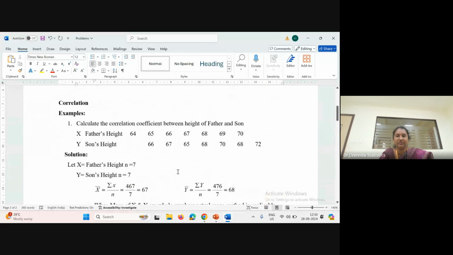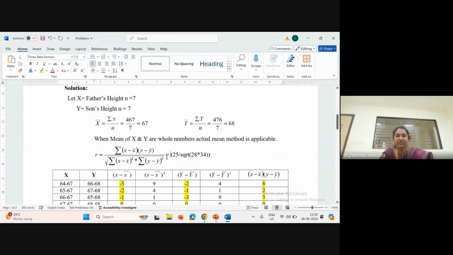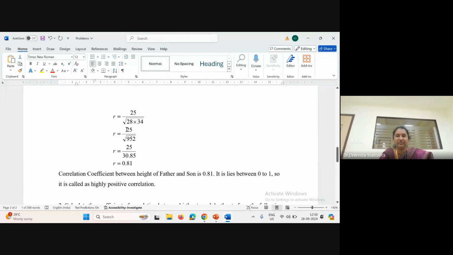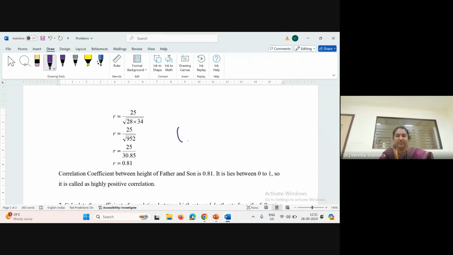The same thing I wrote here, I explained with a fraction here. R is equal to 25 by root of 28 into 34. Keep the numerator, then multiply the denominator, 28 into 34, that is 952. Then take the root, it will be 30.85. Finally, divide 25 by 30.85 and we get R is equal to 0.81. So 0.81 lies between 0 and plus 1.